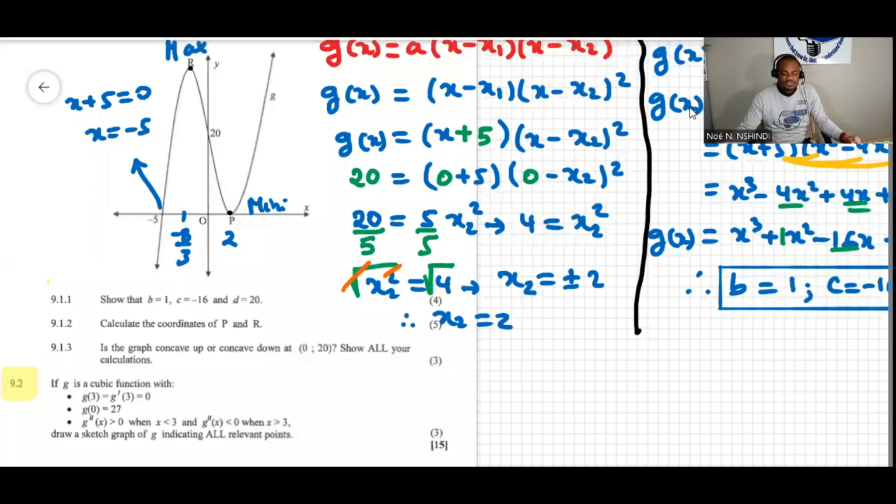Well, we have another question here, question 9.2. The question says, if g is a cubic function with g of 3 equal to g prime of 3 equal to 0, and g of 0 equal to 27, and the second derivative of g is greater than 0 when x is lesser than 3, and the second derivative of g of x is lesser than 0 when x is greater than 3. Draw a sketch graph of g indicating all relevant points.